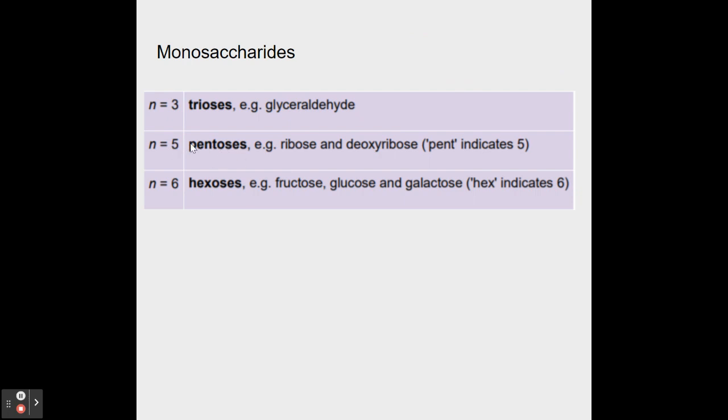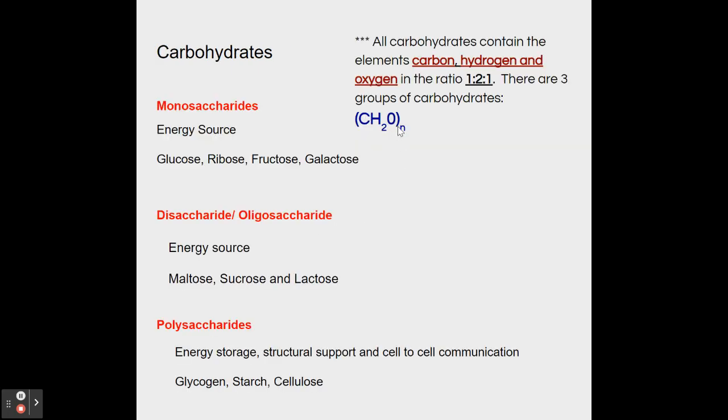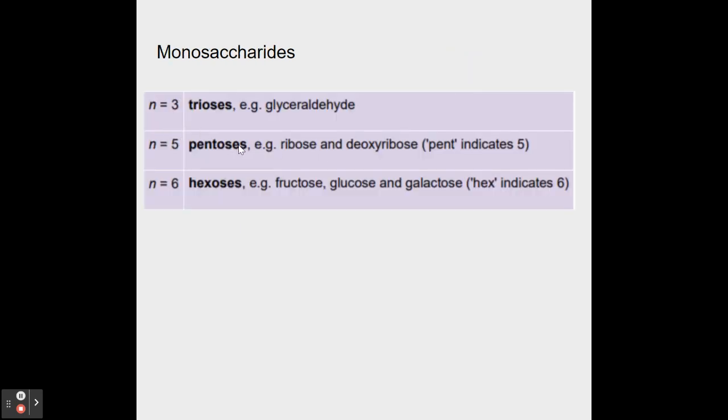We can have pentoses, which is five, such as ribose or deoxyribose. These are used for our RNA and DNA. And then we also have hexoses, which would be six. Again, for trioses, we multiply the whole equation by three, giving us C3H6O3. Pentose would be C5H10O5. Hexose, C6H12O6. And all I'm doing is simply multiplying this equation by those specific numbers, 3, 5, and 6, giving us the different structures of monosaccharides.